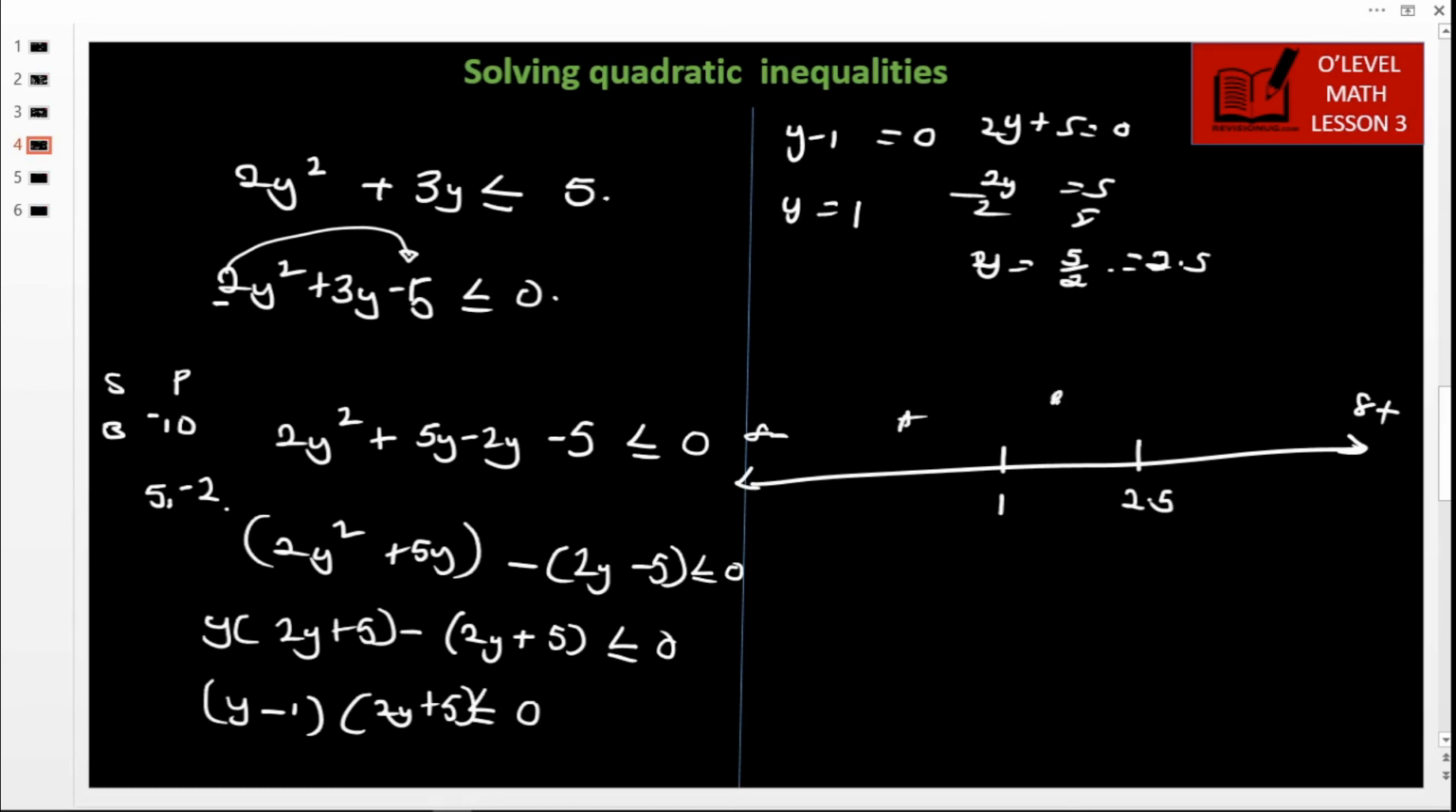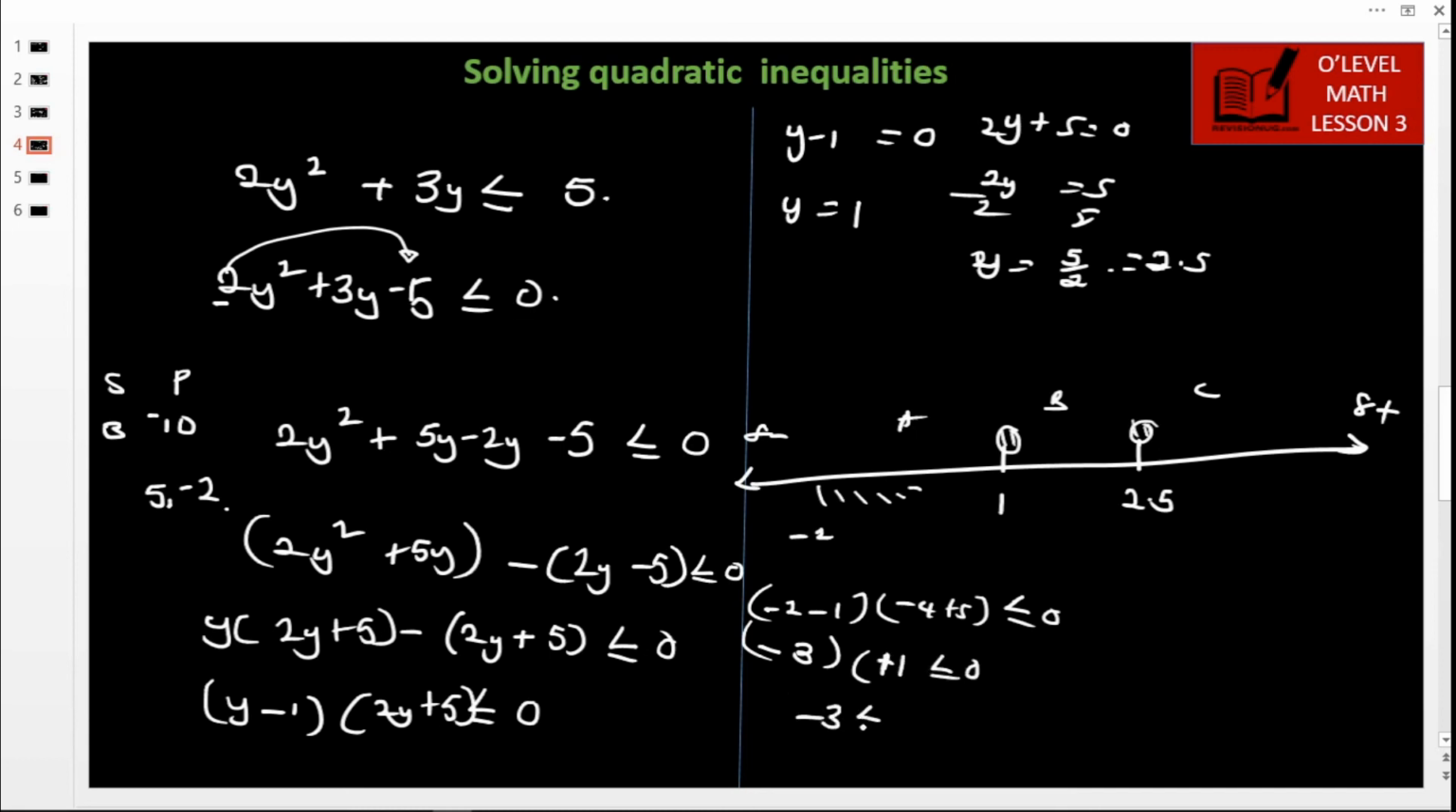Now we have regions A, B and C. We are testing them. Suppose we get a number, let us take negative 2 from this region here and we fill in here. So if y is negative 2, so negative 2 minus 1 into negative 4 plus 5, is it less or equal to 0? So here it is inclusive, even this one is also inclusive. Now this is negative 3 then into 1, it's less or equal to 0. So negative 3 is less than 0, it's right. So we are going to have the first region going like this on a number line, whereby the first inequality is now going to be x is all numbers that are less than 1.